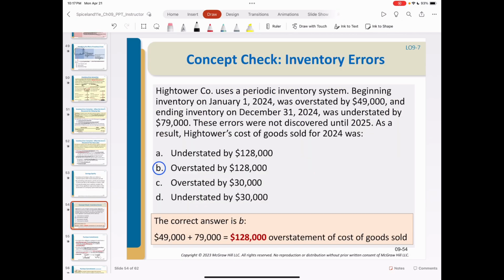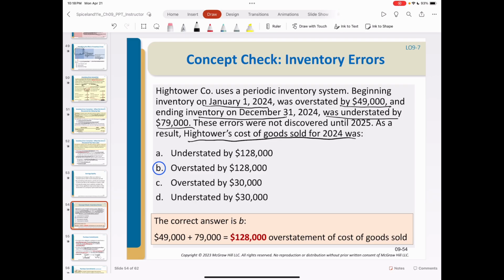We are given the information: the beginning balance in 2024 was overstated by $49,000, and the ending balance was understated by $79,000. These errors were not discovered until 2025. So what's the impact on the cost of goods sold?